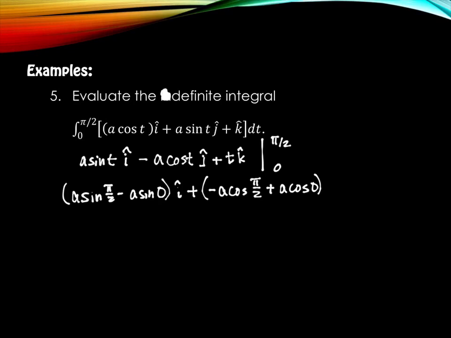Did you have a question, Maggie? Your i component, shouldn't it be negative a? The derivative of cosine is negative sine. We're not taking derivatives, we took antiderivatives. Integral. Yeah, integral, that would make sense. Is it good now? Yes. Okay, no problem. And then our k component would be pi halves minus 0.